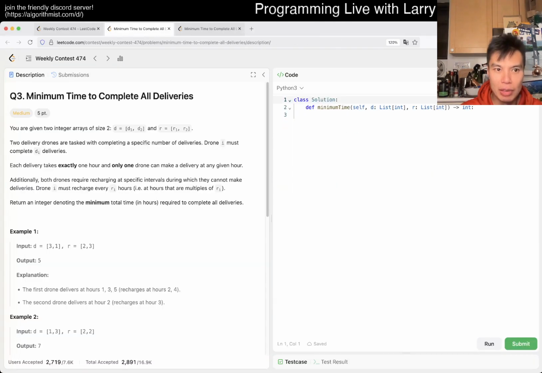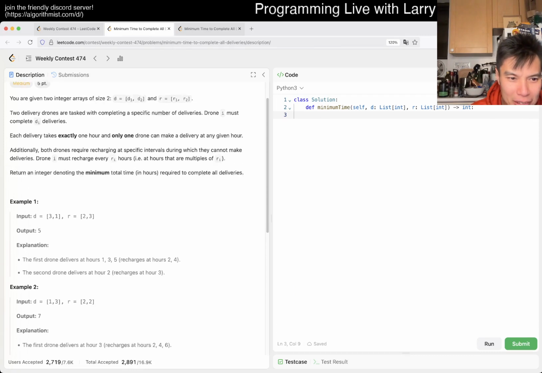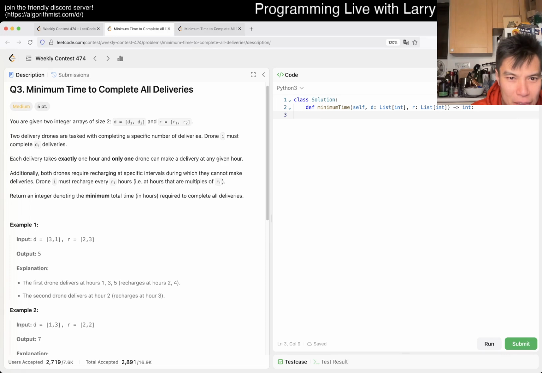Miss a case, okay. Two integer arrays. My screen wasn't bright enough, so I was confused. Wait, D1, D2. Zhong must make 3 deliveries. What's R? Must recharge every R hours.